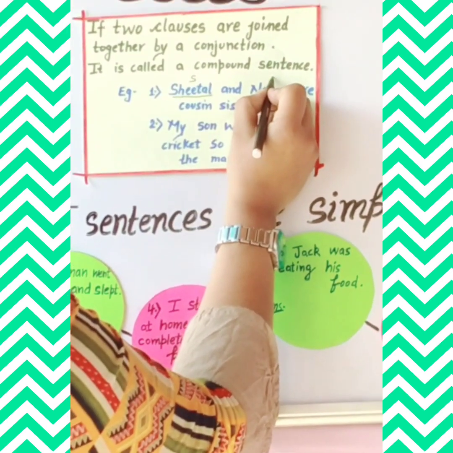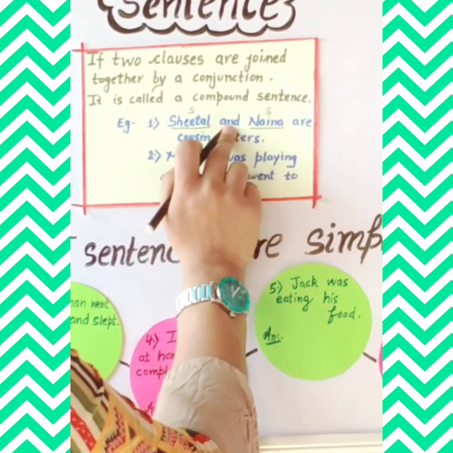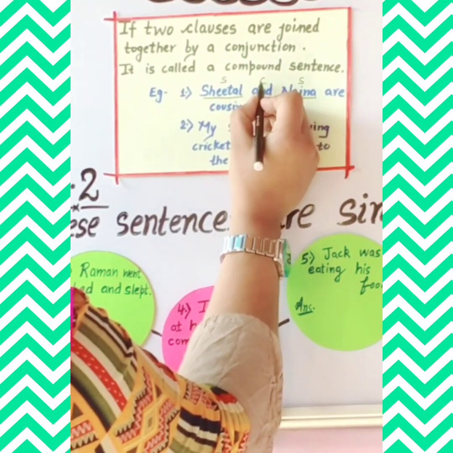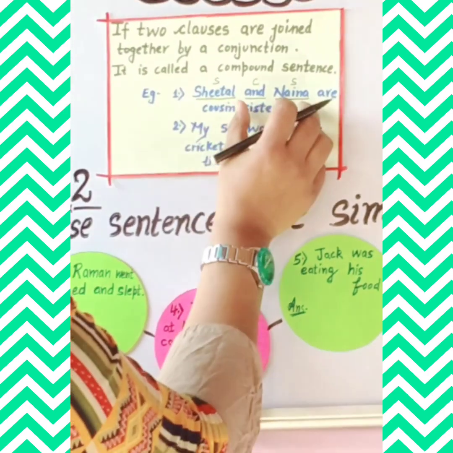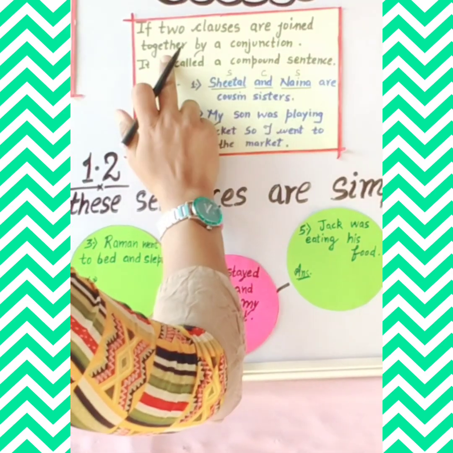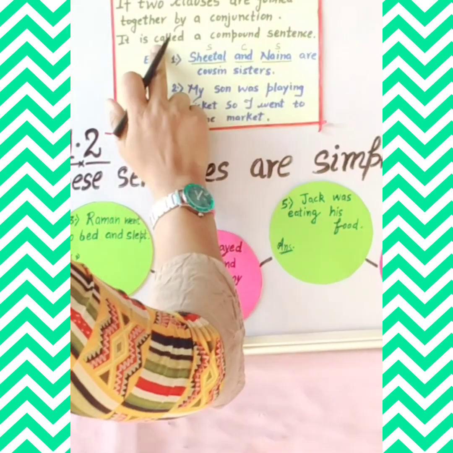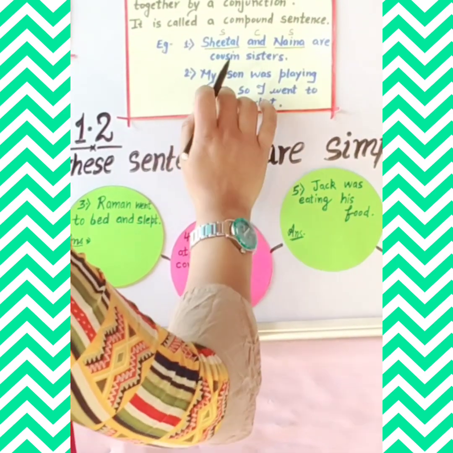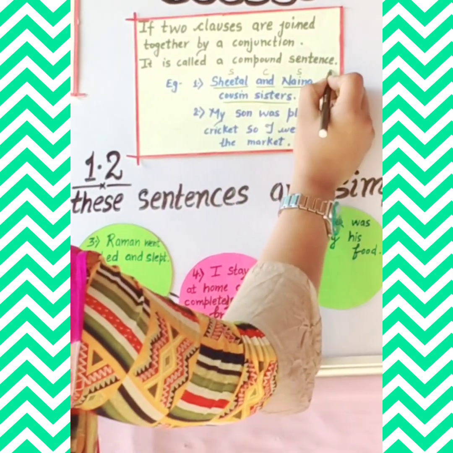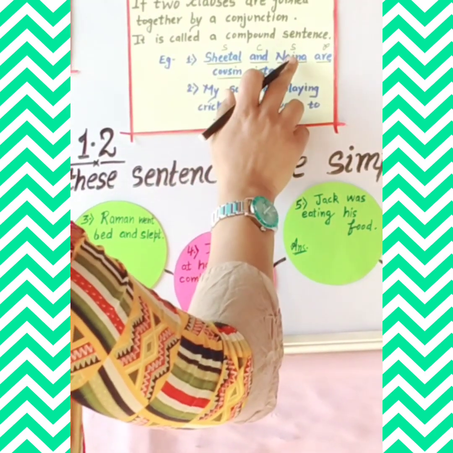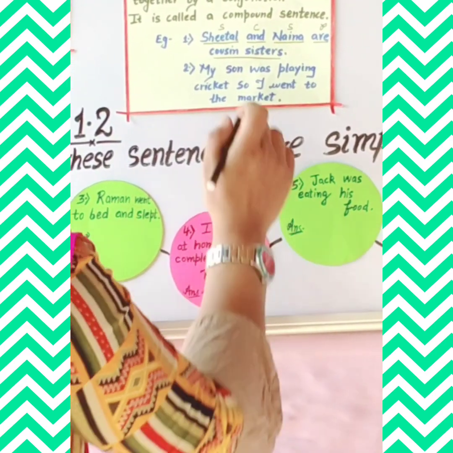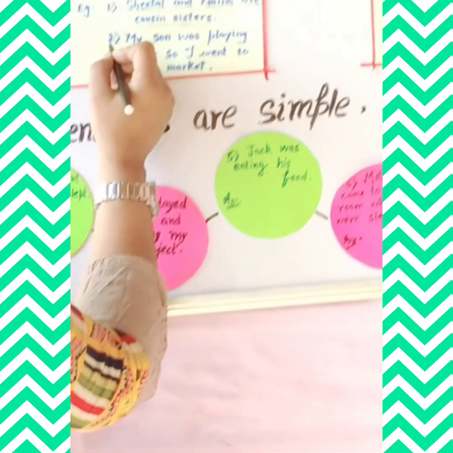They both are subject and they are joined by the conjunction. ये किससे join हो रखे हैं? Conjunction से join हो रखे हैं, है ना? And here what you have learned, that if two clauses are joined together by the conjunction, it is known as compound sentence. And rest all is predicate. और बाकी क्या है आपका? Predicate है. Okay. When two clauses are joined by the conjunction, these type of sentences are known as compound sentences, right? Now see the second one.